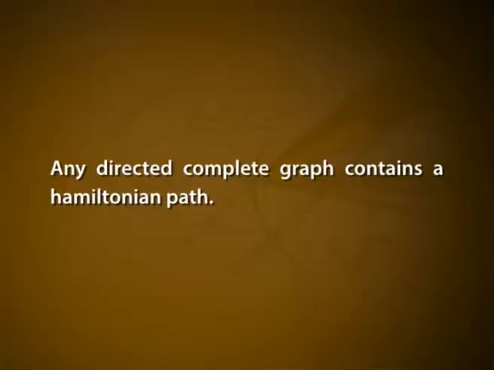We have a theorem which states that any directed complete graph contains a Hamiltonian path. The proof of this theorem is trivial. As an illustration of it, consider the following example. Let us consider the problem of ranking players in a round-robin tennis tournament such that player A will be ranked higher than player B if A beats B or A beats a player who beats B, and so on.